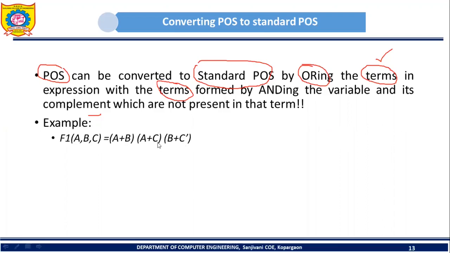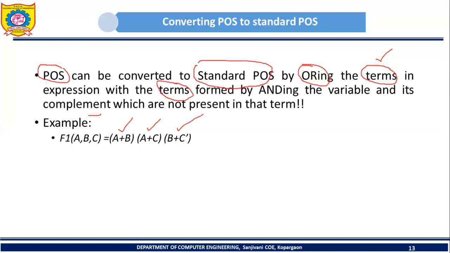Now second question, whether this particular expression is in standard POS form. No, it is not in standard POS form, because if I see these terms, each term has one missing literal. In the first term, which literal is missing? Yes, C is missing. Here B is missing. Here A is missing. That's why we have to perform OR operation between the term which has a missing literal. So consider this first term. It has a missing literal.